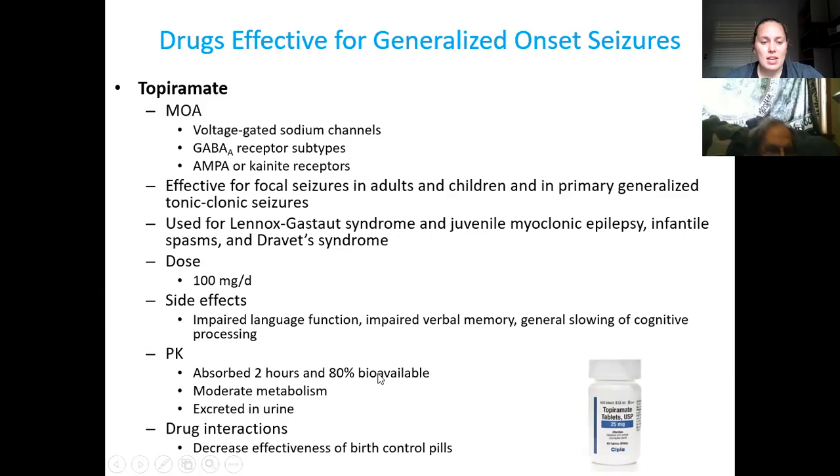General PK is noted here, moderate metabolism, and then drug interactions. One thing to recognize here is that there is a decreased effectiveness of birth control pills that has been noted for this particular anti-seizure drug.